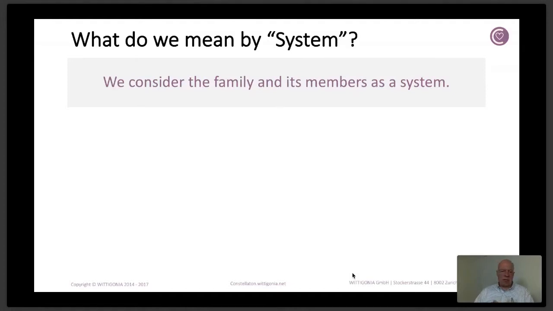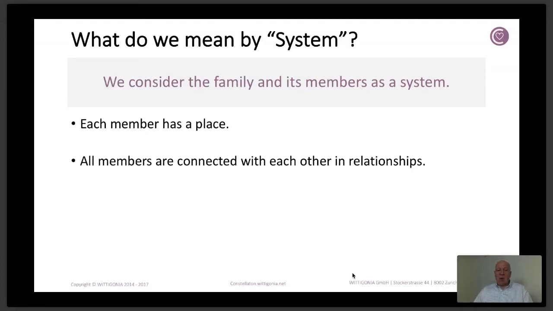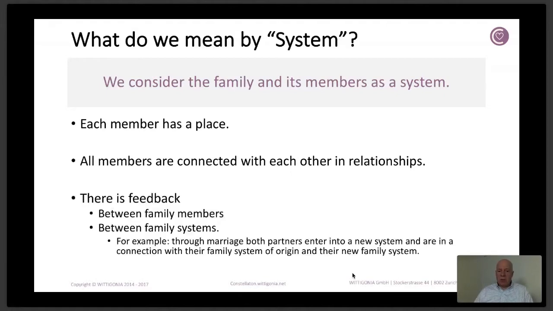So first of all, we should start. What at all do we mean by a system? By a system, we mean in this context that we consider the family and its members as a system. So that means that each family member has her or his place on the family tree, if you want, or in the context of the family. And all members are connected with each other and also through the relationships. And more importantly, there's also feedback among the family members and also between family systems.